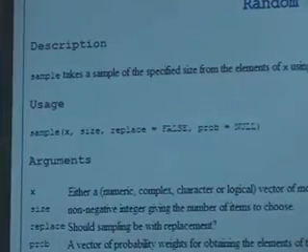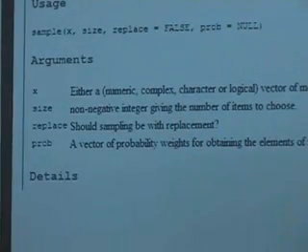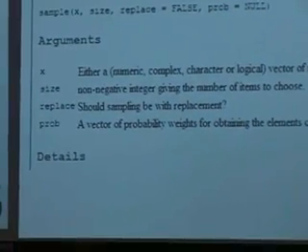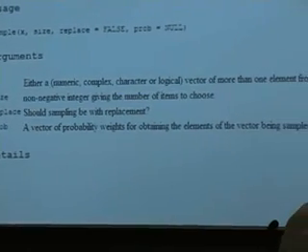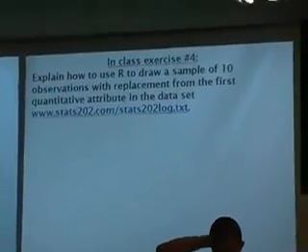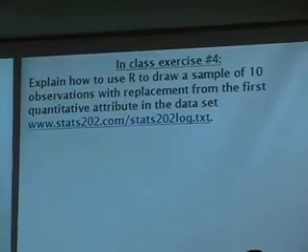And so the arguments it takes, you see here, x, which is what you want to sample, and the size. The default is to sample without replacement, so sometimes you have to override that to TRUE if you want to do it with replacement. And I think last time we left off here, I was drawing a sample of 10 observations from our Stats 202 log data set. So let's see, how do we do that?